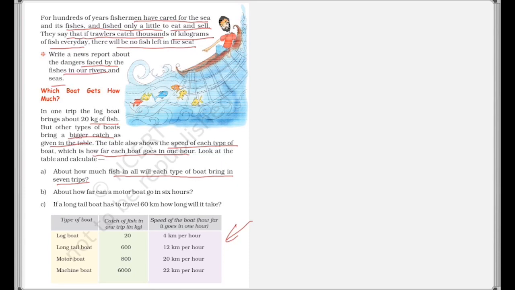Okay, so in 7 hours we need to decide. I'm sorry, it's 7 trips. So in one trip, if it's 20 kgs, we will do 20 into 7, and we will get 140 kgs. So in 7 trips, 140 kgs the log boat will get. Okay, so calculate it for the rest of the boats and answer in the comments section.